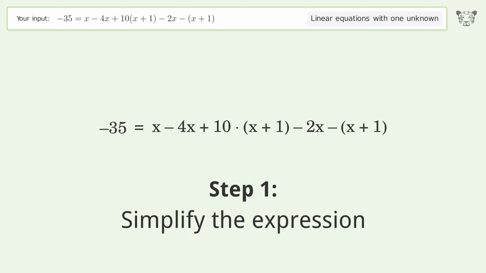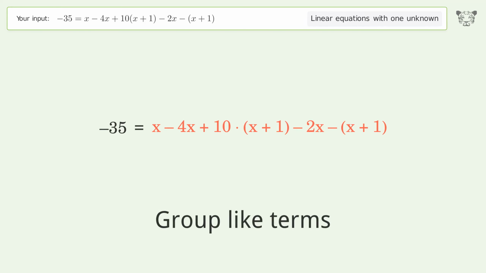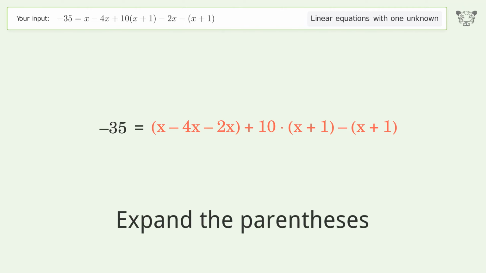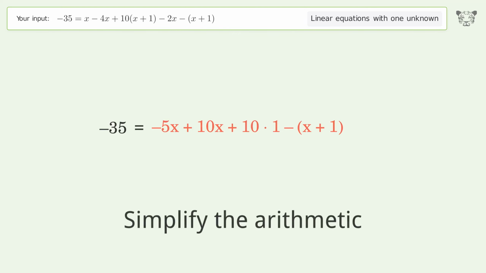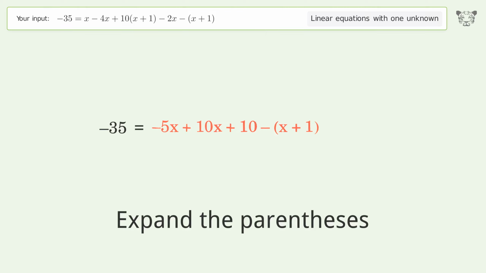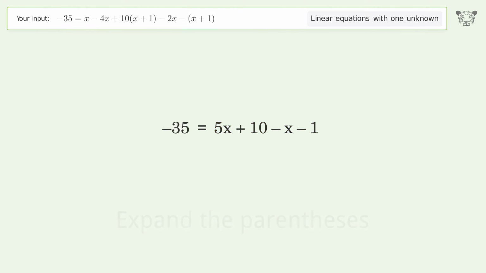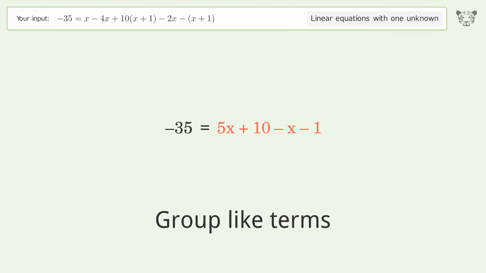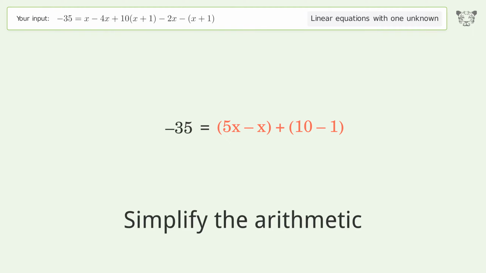Simplify the expression. Group like terms. Expand the parentheses. Simplify the arithmetic. Expand the parentheses. Group like terms. Simplify the arithmetic.